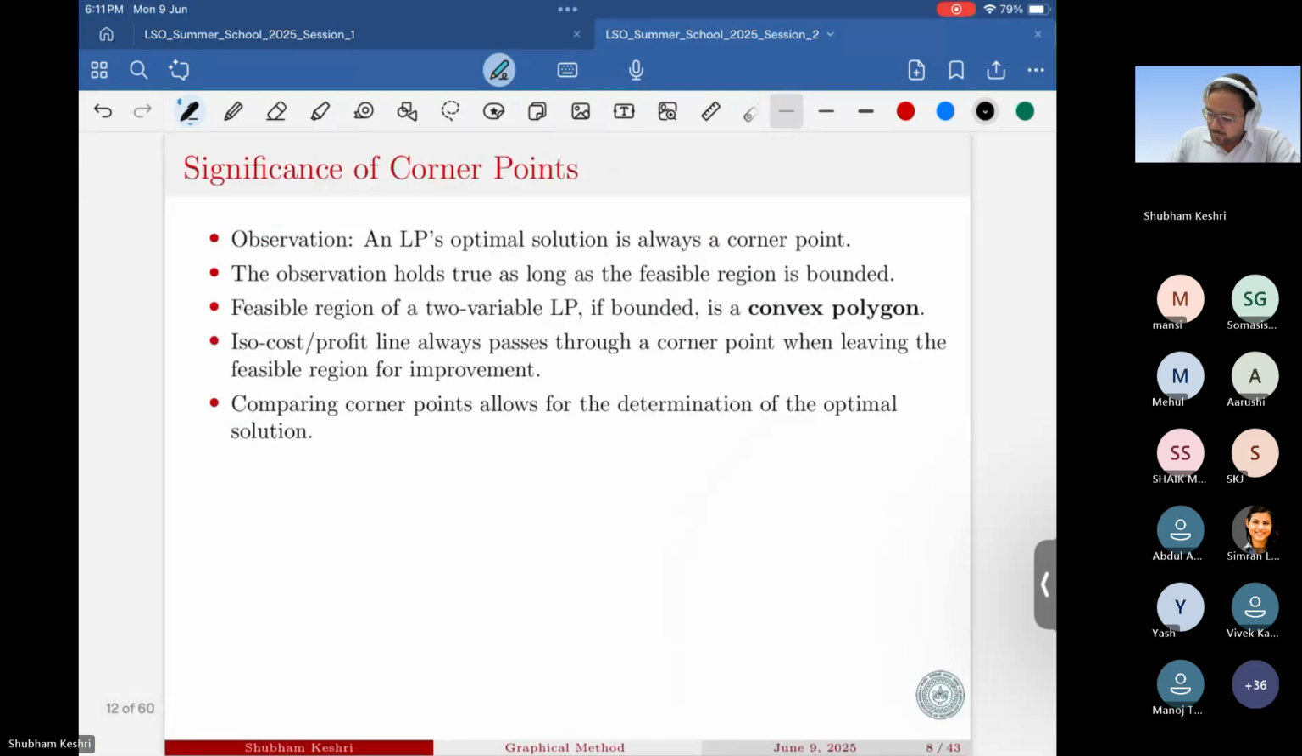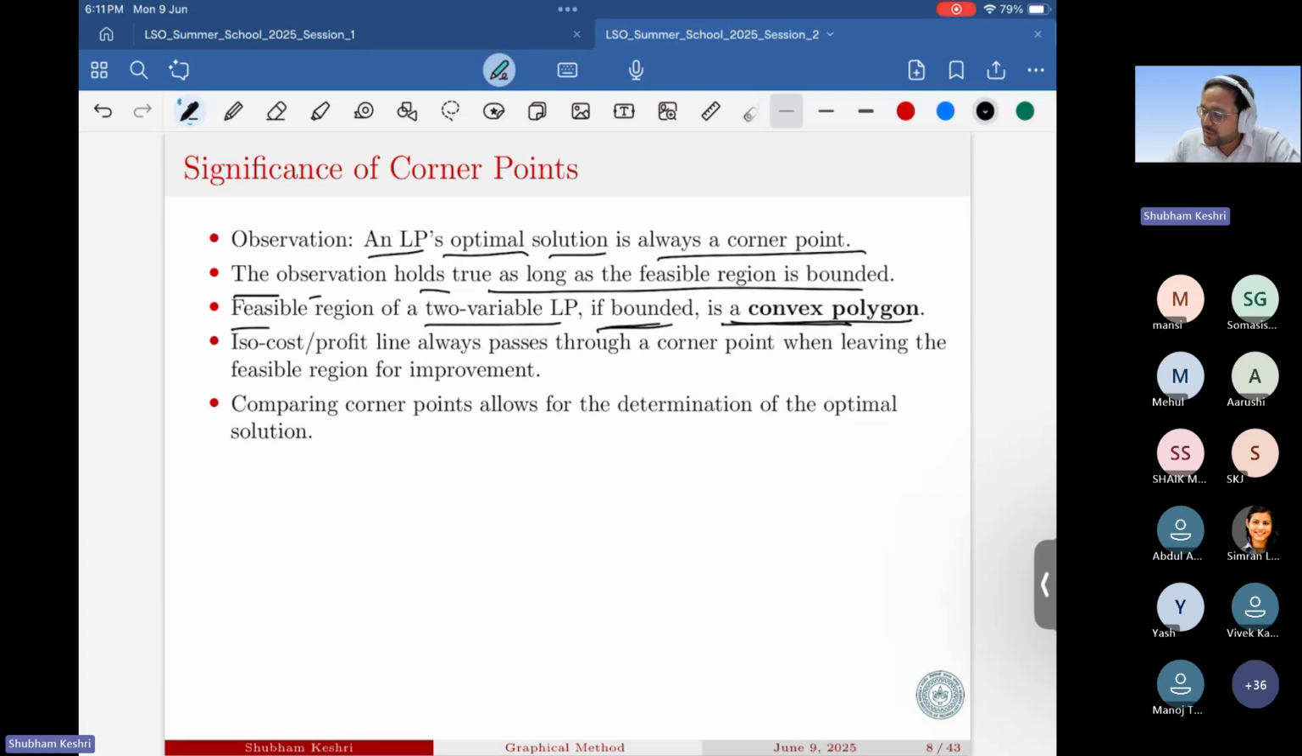Okay. So what is the significance of a corner point? The observation is that an LP's optimal solution is always at a corner point. The observation holds true as long as the feasible region is bounded. We will see another example of what happens when the feasible region is not bounded. The feasible region of a two-variable LP, if bounded, is known as a convex polygon. So what is a convex polygon? A polygon with internal angles less than or equal to 180 degrees is known as a convex polygon. So the feasible region of an LP, if bounded, will be a convex polygon. Something like this hexagon can be a feasible region of an LP.